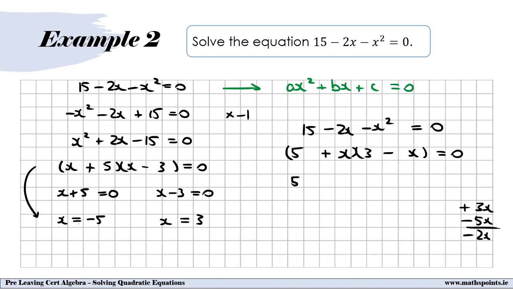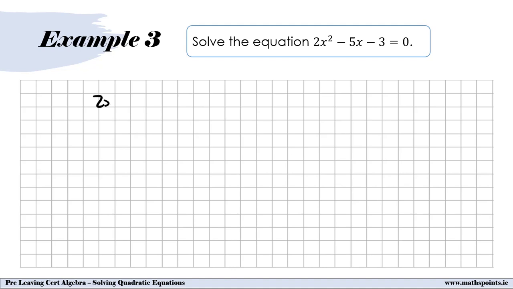I'm going to let each bracket equal 0, so 5 plus x equals 0. I'm going to subtract 5 from both sides, and I get x equals minus 5. And then similarly, I have 3 minus x equals 0, and I'm going to add an x to both sides to give me 3 equals x. And so I have the same two solutions as I had in the first method. And if I went to do the minus b formula, I'd get the same solutions as well.